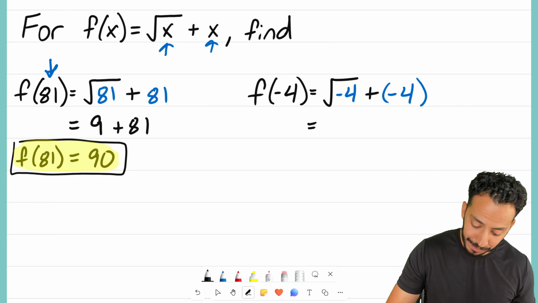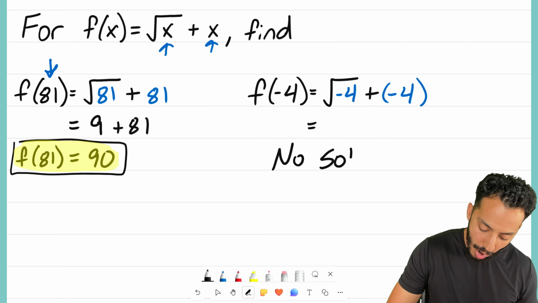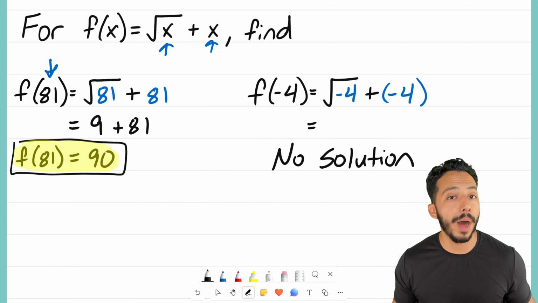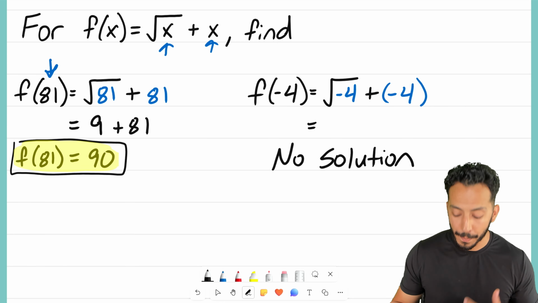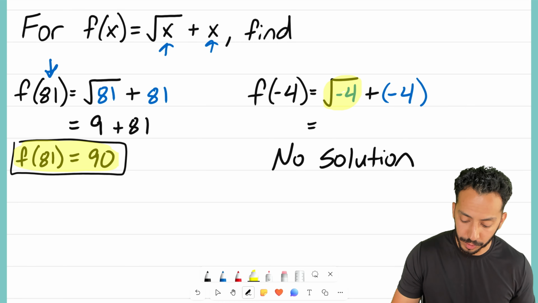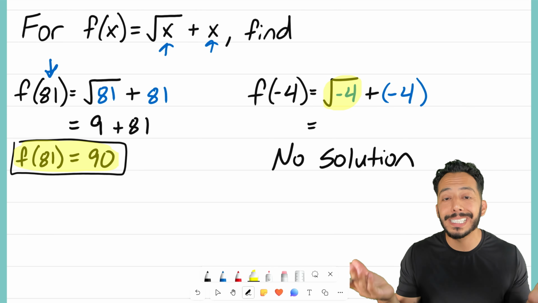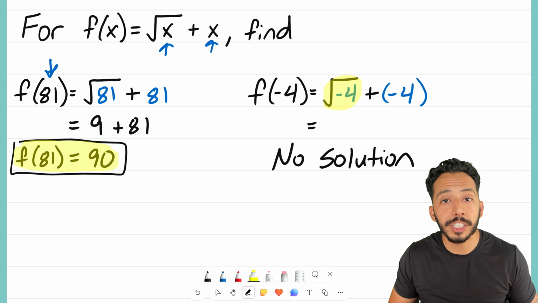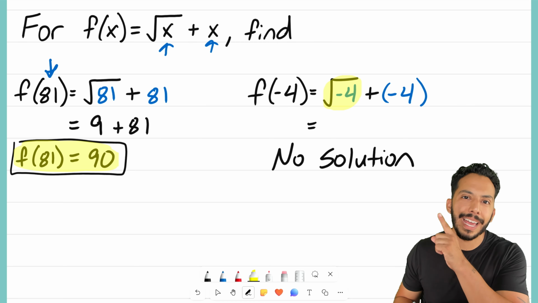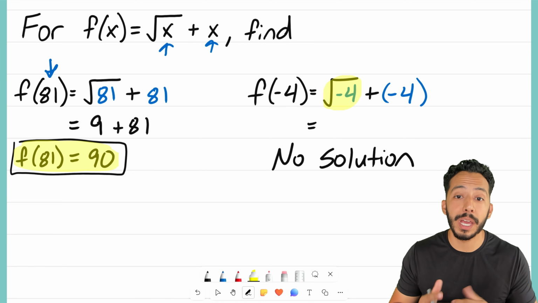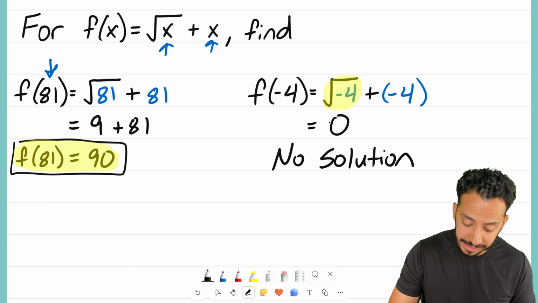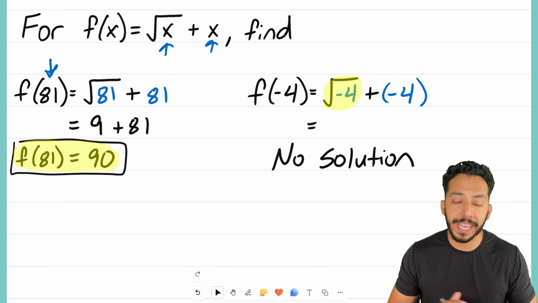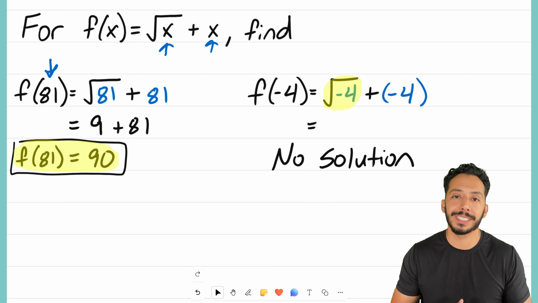And sometimes this might happen. And if it happens, all you have to do is write no solution or no answer or not possible. All of those work out. Because we have a square root of a negative number, it doesn't work. Sometimes you throw an input into your function and the function breaks and there is no output. But that's okay. But be very careful. The answer here is not 0. No. 0 is an output. It is a number. Here the answer is no solution.